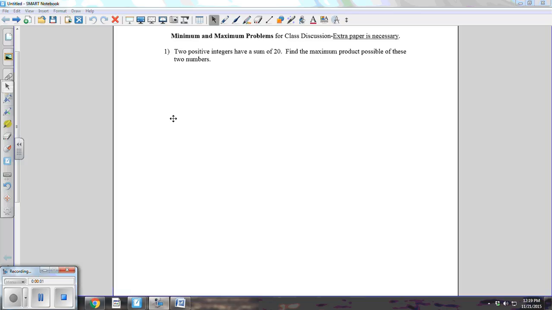Morning. This is a problem that we actually did in class on Friday, November 20th, but it's kind of an experiment. For those of you that weren't here in class, this would be a good option for you to use to try to figure out how to do these optimization problems.